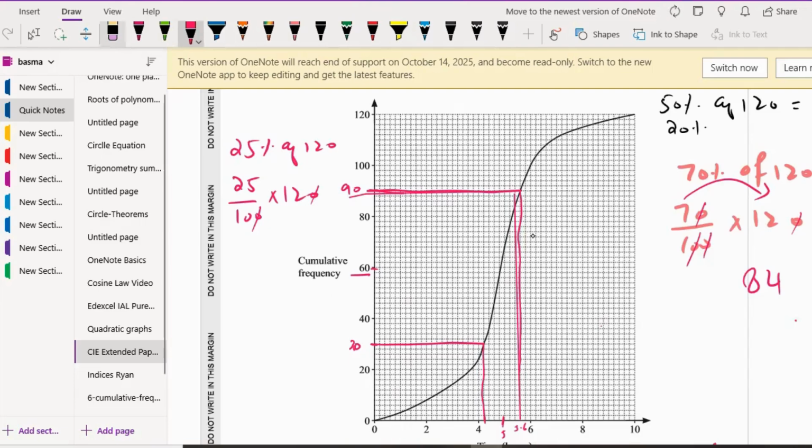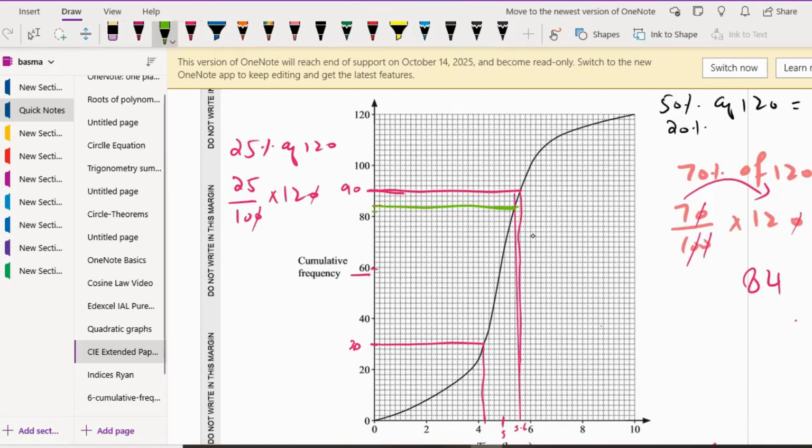Okay, if that's the 90, that's 80, 82, 84 is this line. Let me do that with green. That's 84. You're having a difference of 2 here. Okay, that's 80, 82, and that's 84.